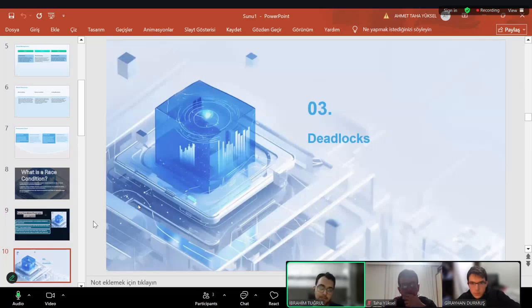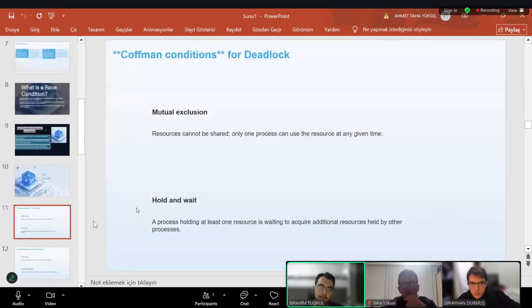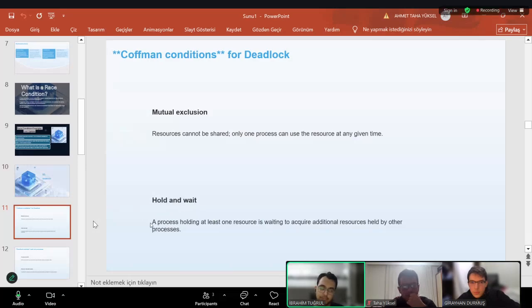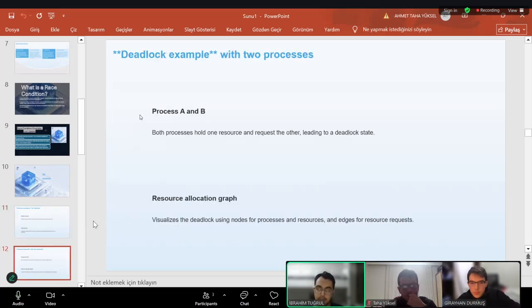And then we have deadlocks. Coffman conditions for deadlock. Mutual exclusion. Resources cannot be shared. Only one process can use the resource at any given time. And we have hold and wait. A process holding at least one resource is waiting to acquire additional resources held by other processes.